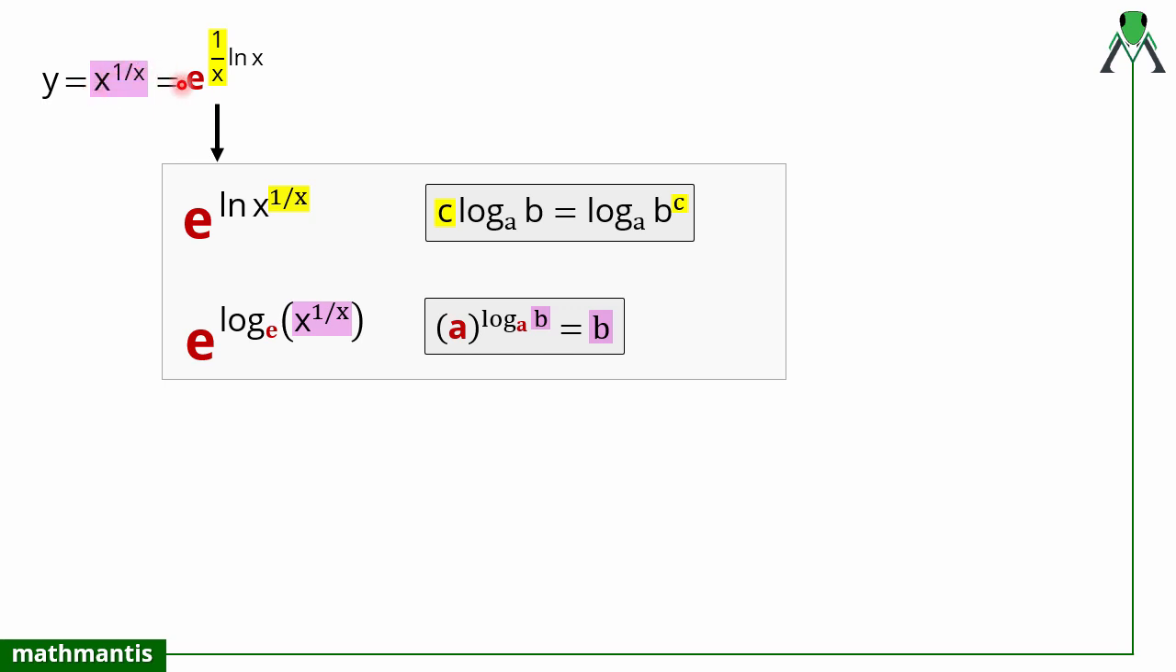x raised to the power 1 by x is equal to e raised to the power 1 by x ln x. The fastest way is, if there is an expression like a raised to the power b, and you have to write it such that the base a should not be the base but should be in the exponent, you bring the a to the exponent, and it will change to log a. This is the way to write this expression.